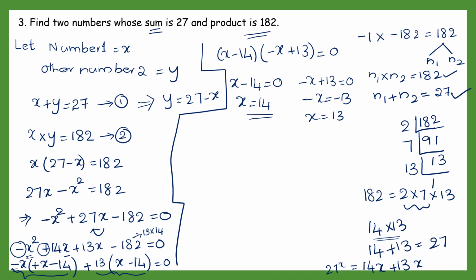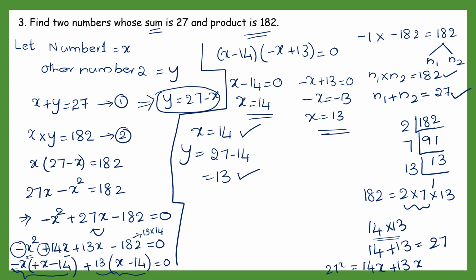If we assume x is equal to 14, then what will be the value of y? Here we have y is equal to 27 minus x. So 27 minus 14. 20 minus 10 is 10. 7 minus 4 is 3. So if x is equal to 14, y you will get as 13.